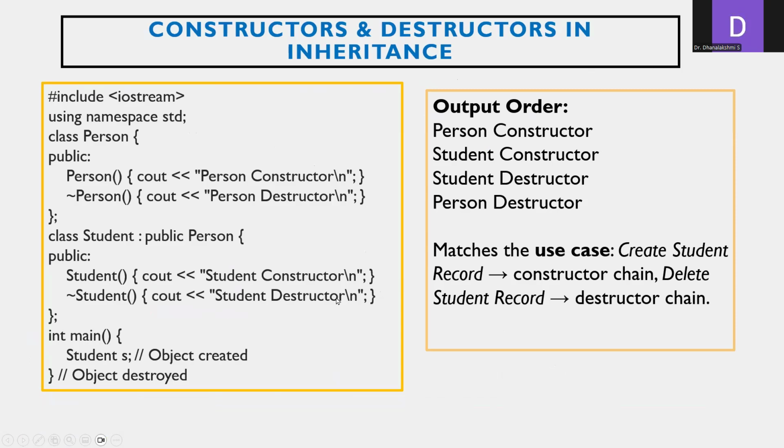Before this, again, I would like to stress this point. In C++, when a derived class object is created, the base class constructor runs first. Then only the derived class constructor runs. But when the object is destroyed, this happens in the reverse. That is, the derived class destructor runs first, and then the base class destructor runs. So we'll see this in detail with an example here.